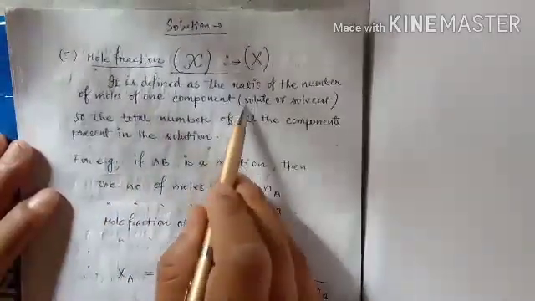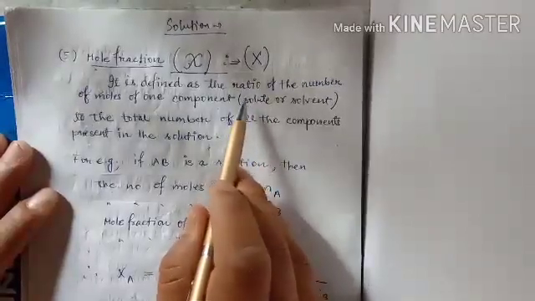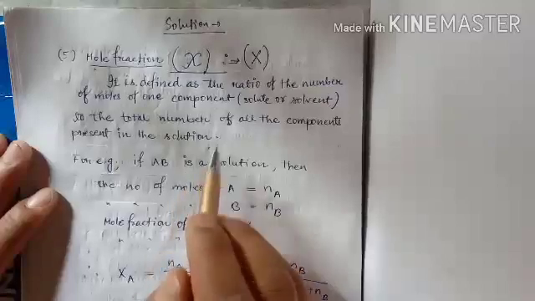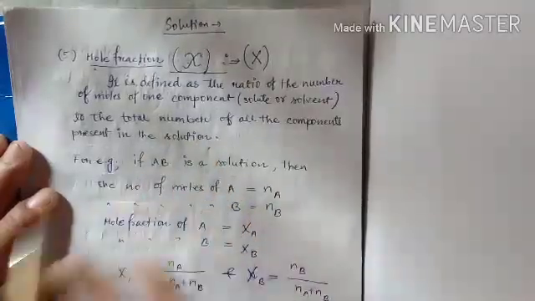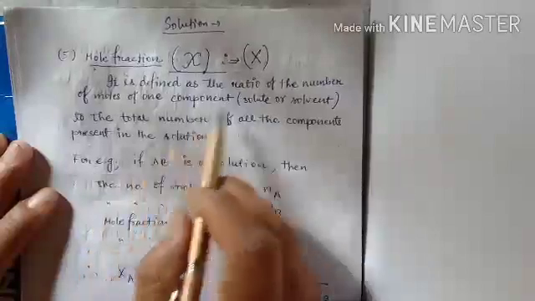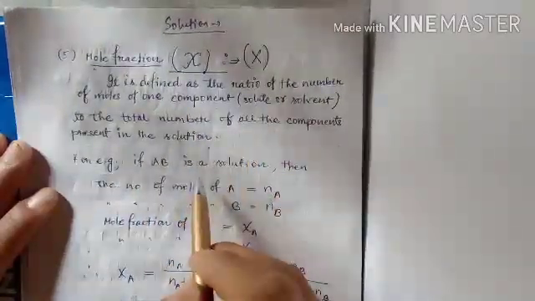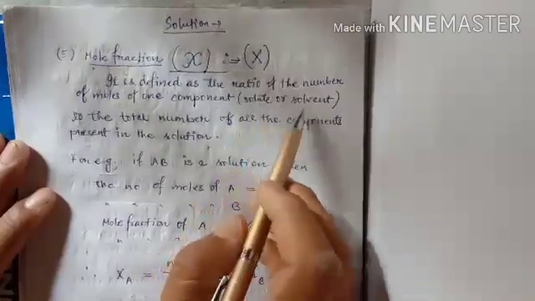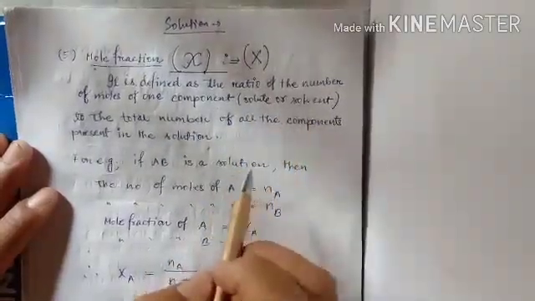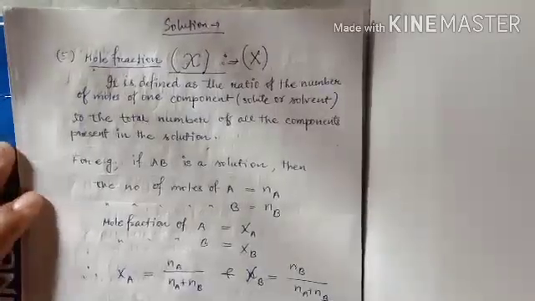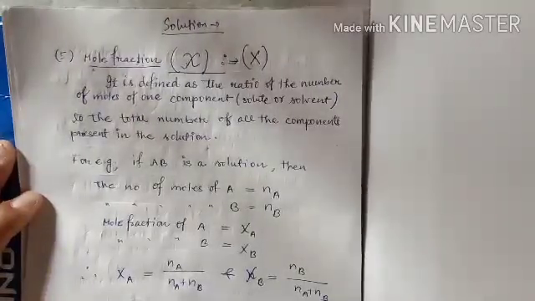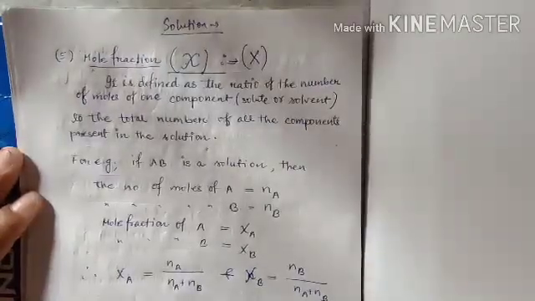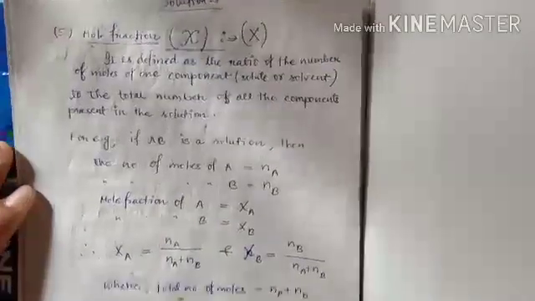That means for any one component, if we calculate the ratio of its number of moles to the overall number of moles of the solution, then we get the mole fraction of that component. It may be the number of moles of solute to the total number of moles of solution, or the number of moles of solvent to the total number of moles of solution. The total number of moles of solution is the overall number of moles of solute and solvent. So now we express it mathematically.